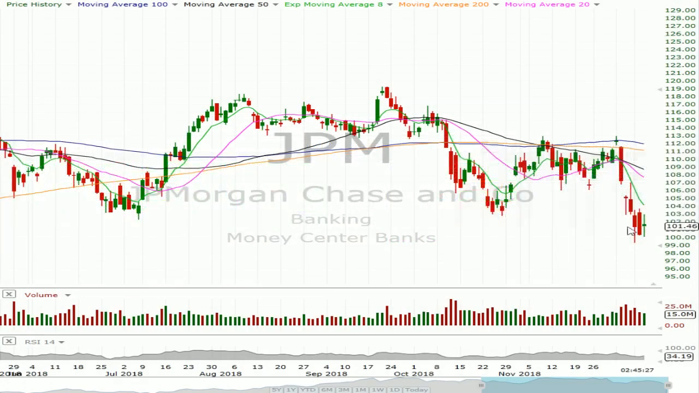But it also has to do with the fact that JP Morgan has had this really sharp move down, and options in JP Morgan, options in the banks, options in a lot of things, really short-term options are expensive. That's because the volatility is really ratcheted higher.